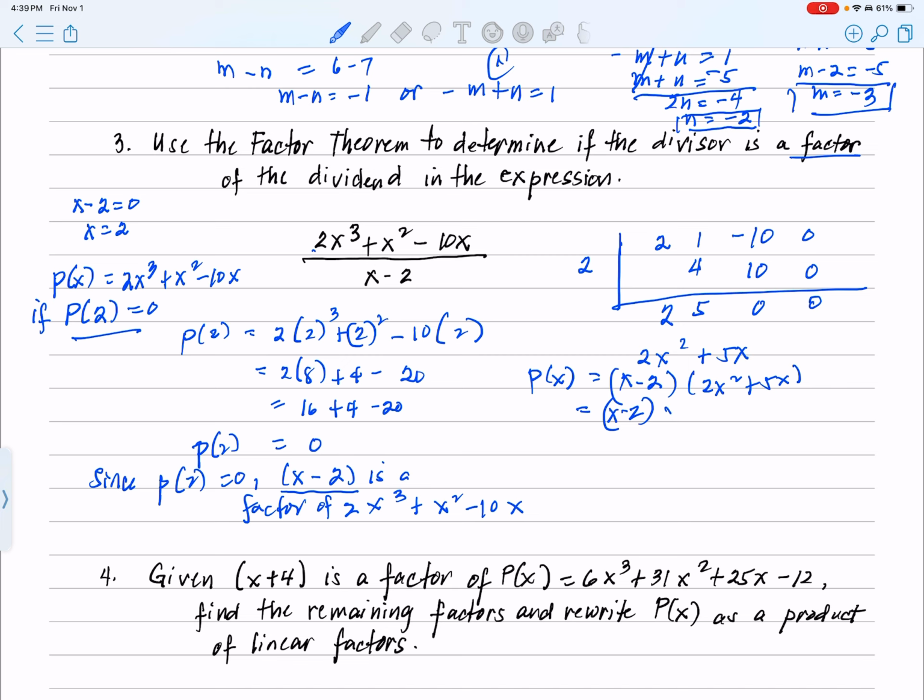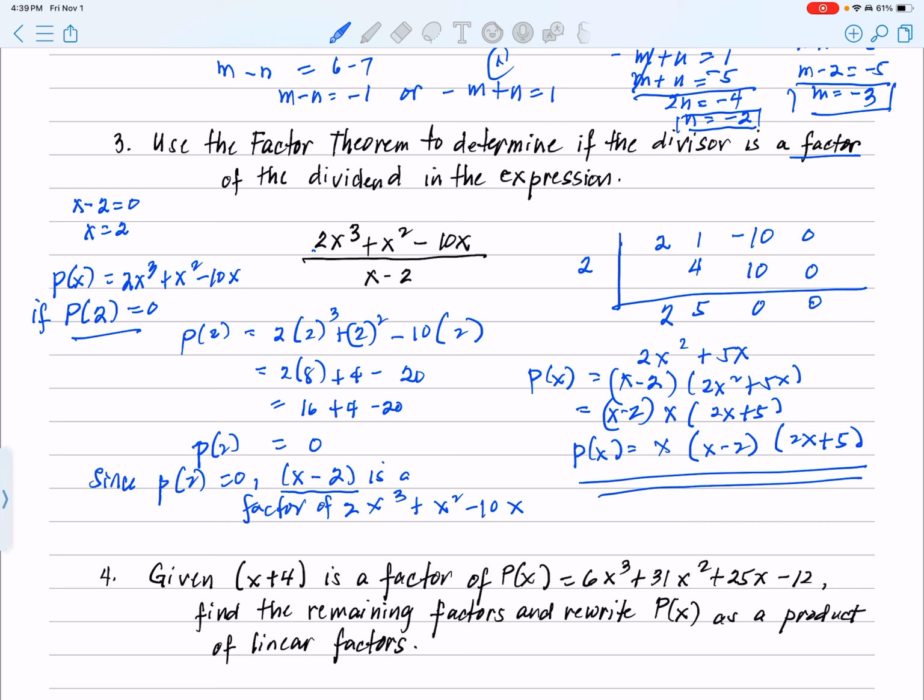Right, I will pull that x out. So I have 2x plus 5. Okay, so all in all, our factors are simplified. One factor is x, the other one is x minus 2, and the other one is 2x plus 5. So these are the factors, if you will be asked.